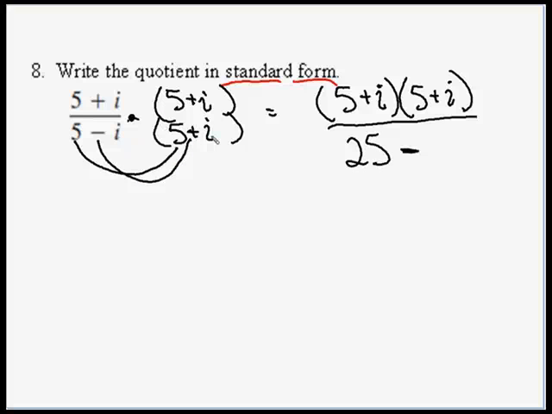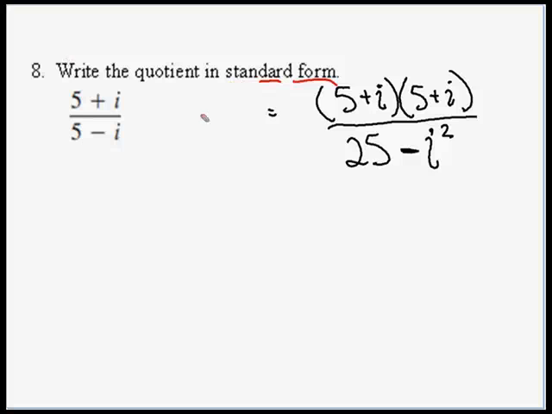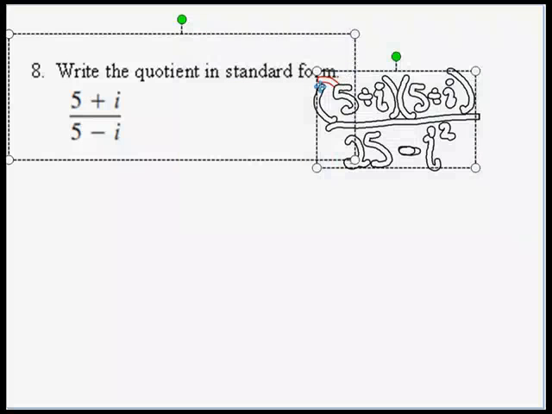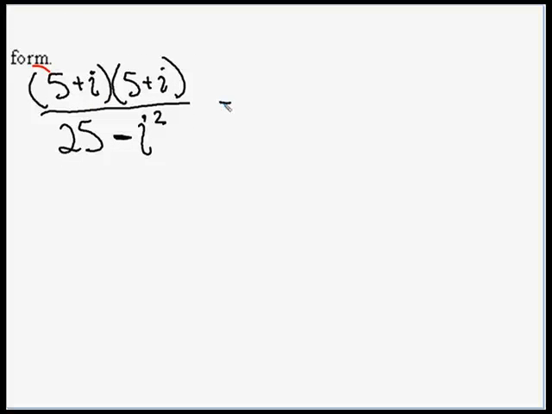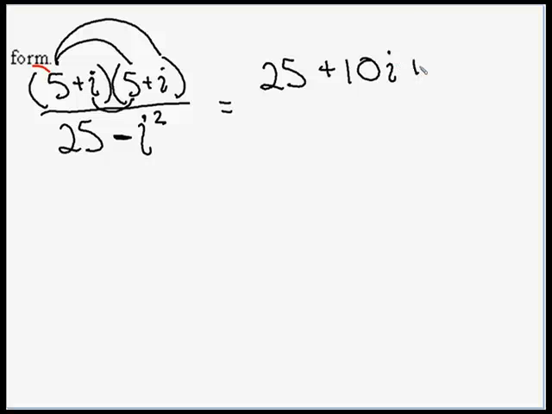And then we have I times I is I squared. And I squared is equal to negative 1. So let's move this over here. And let's FOIL out the numerator first. 5 times 5 is 25. And then we're going to have a plus 5i and another plus 5i from the outers and the inners. So that's going to be plus 10i. And then plus I times I is I squared.